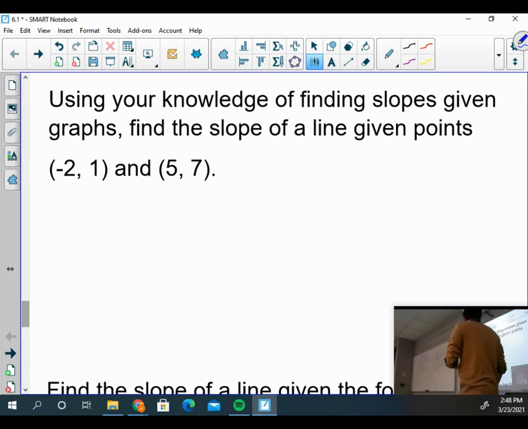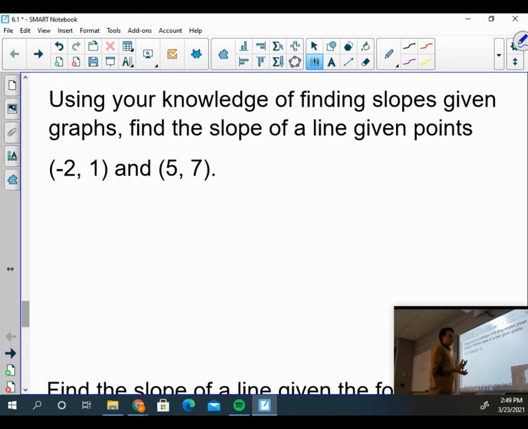Well, hopefully you've tried it on your own. Pause the video if you're not done yet. What we're observing here is we, again, are being asked to find the slope, but we aren't given a graph here. We're not given a table or a chart or any visual. We're just given 2 coordinate points.